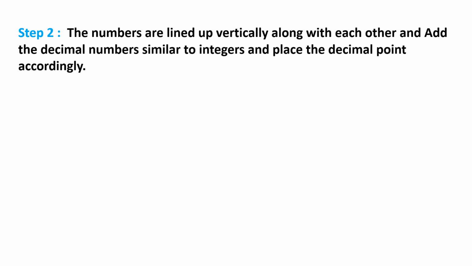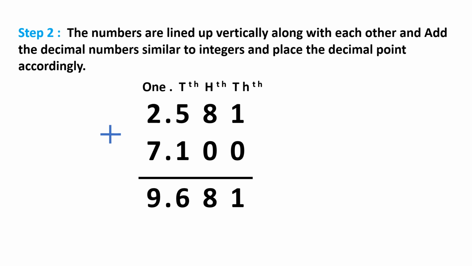Step 2. The numbers are lined up vertically along with each other, and we add the decimal numbers similar to the integers and place the decimal point accordingly. Here 2.581 and 7.100 we have to add. The addition will start from right to left like normal addition. So we'll start from the thousandths place. 1 plus 0 is 1. 8 plus 0 is 8. 5 plus 1 is 6. Then the decimal point is there. It will simply come down as it is.